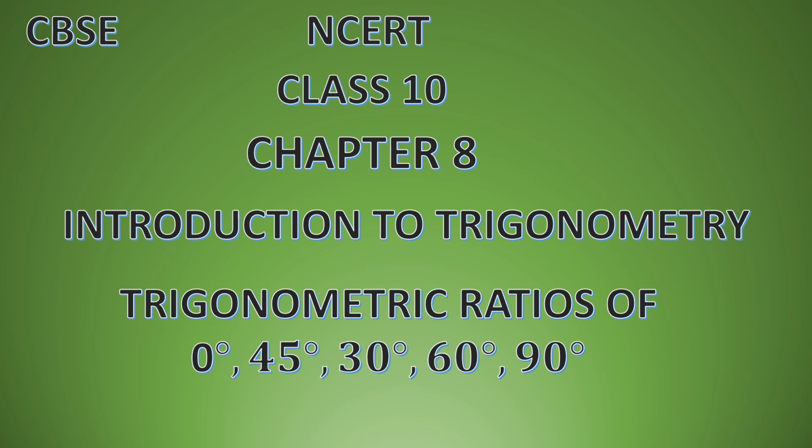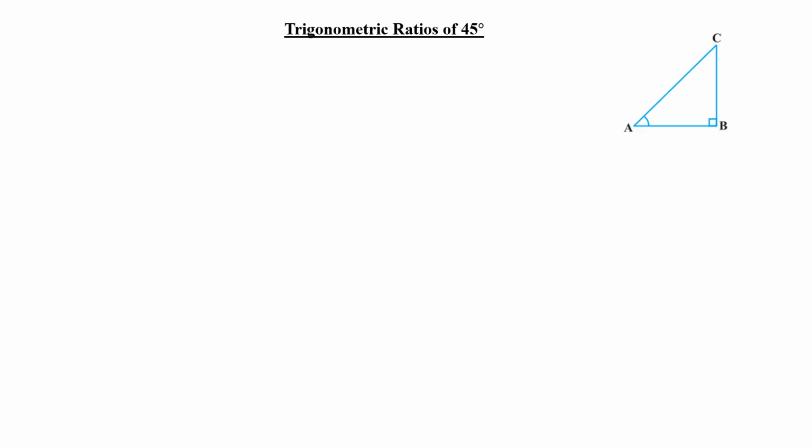Now in this video I am going to give a complete explanation of the trigonometric ratios of different angles like 0 degree, 45 degree, 30 degree, 60 degree and 90 degree. So first I am going to begin with trigonometric ratios of 45 degree. So first of all I am going to find the trigonometric ratios of 45 degree.